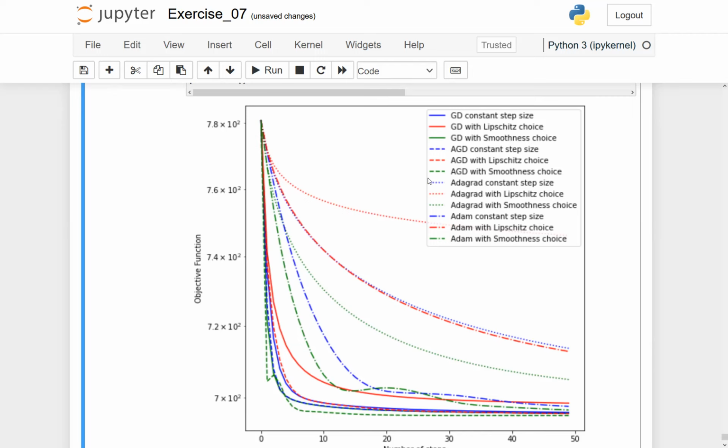This is the dashed line with smoothness choice. It's the best here. Also, gradient descent with smoothness choice is doing quite well. It's hidden a bit here by the blue dashed line, which is the accelerated gradient descent with constant step size. But you see there's not a huge gap anymore as in the first case, where we had this high weight scenario with only 2 dimensions.